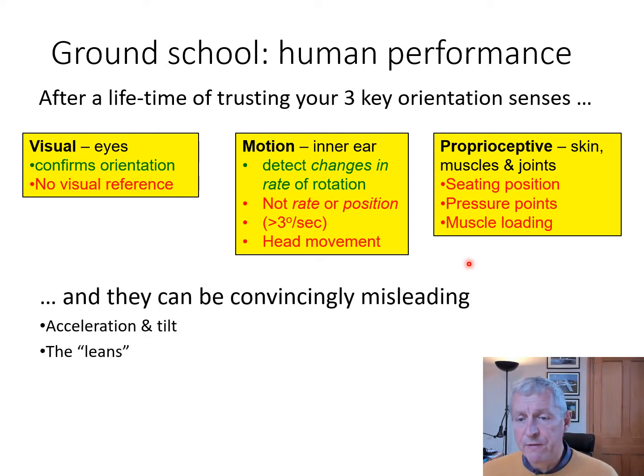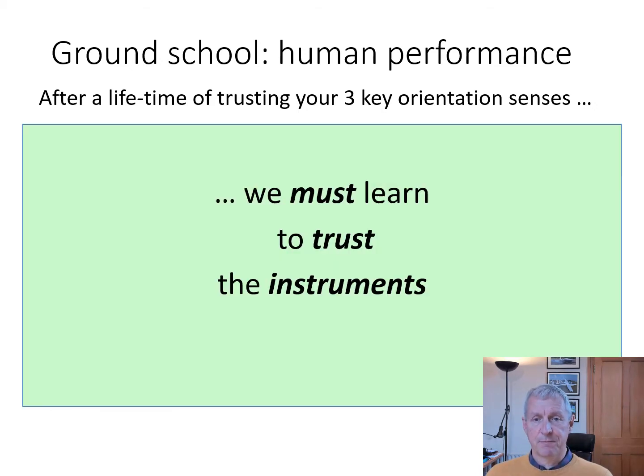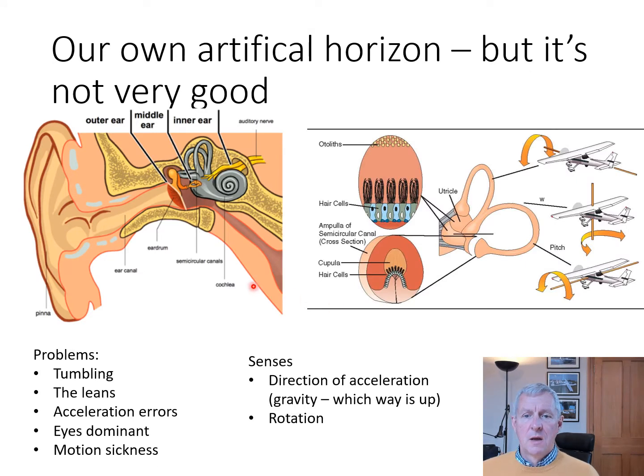The problem is these can all be very misleading. We'll talk a bit about acceleration and tilt and the leans, which are features that come from the inner ear. And we also find it quite easy to deny what we're actually experiencing, and we can fix on particular instruments. So let's have a look at some of those things. The message is going to be that we must learn to trust the instruments. We have our own artificial horizon in our head, but actually it's not very good, and that's a bit of a problem.